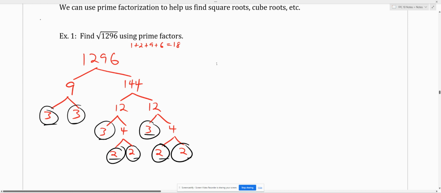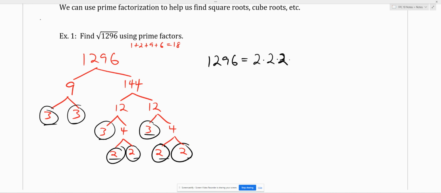So let's actually write this out. So I have 1,296. I'm going to write it out in the long form. So first I have 4 2's: 2 times 2 times 2 times 2, and then I have 4 threes.